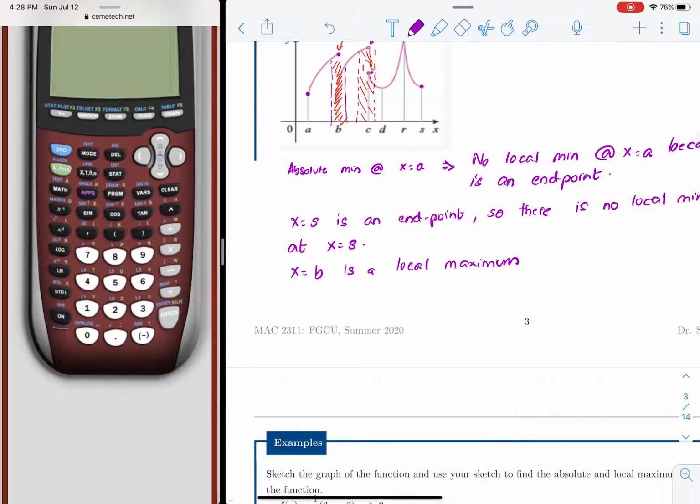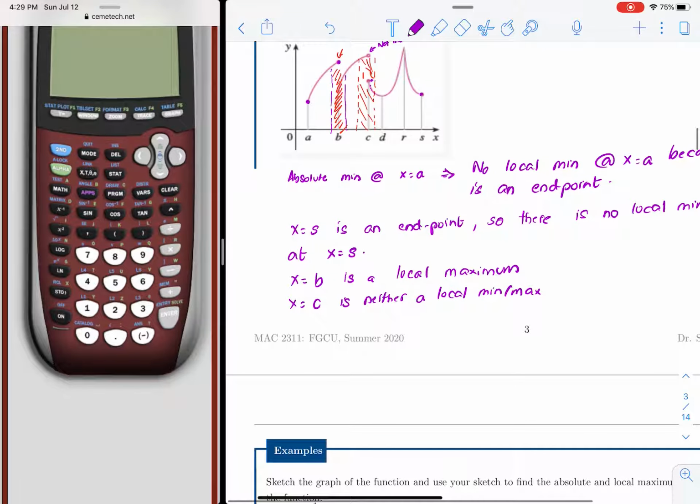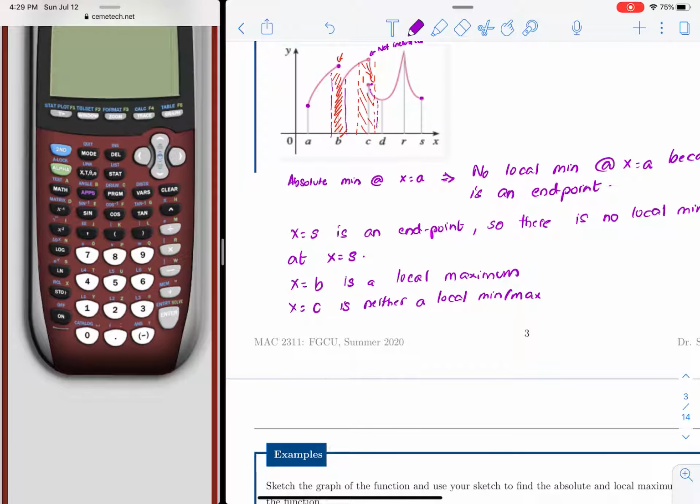So x is equal to c is neither a local min or max. Then we move on to d. If we look at x is equal to d, on either side, that is the lowest value on either side of x is equal to d, that point right there is the smallest value for y. So x is equal to d is a local minimum.